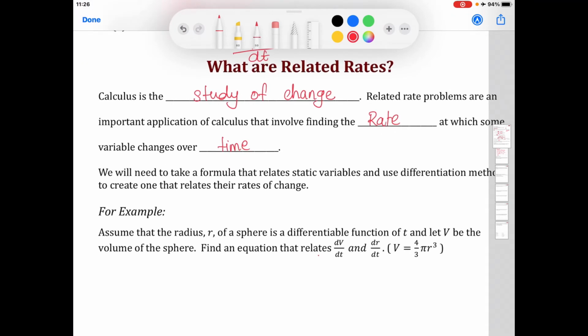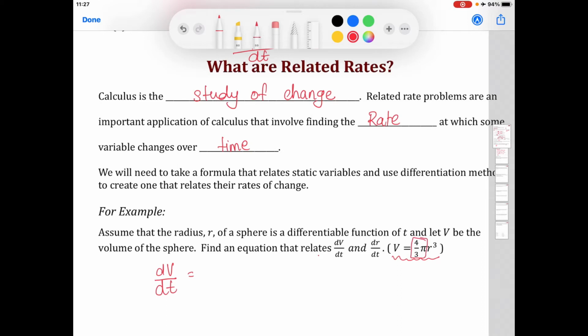So let's get started with the example. It says assume the radius r of a sphere is a differentiable function of t, and let V be the volume of the sphere. Find an equation that relates dV over dt and dr over dt. So it's giving us the volume. So how do I find dV over dt? I'm going to take the derivative of both sides. So what do I get? dV over dt. I'm taking the derivative again with respect to time.